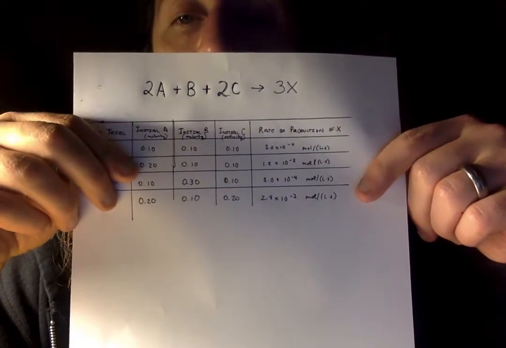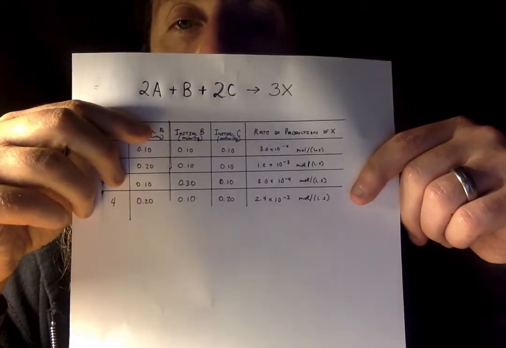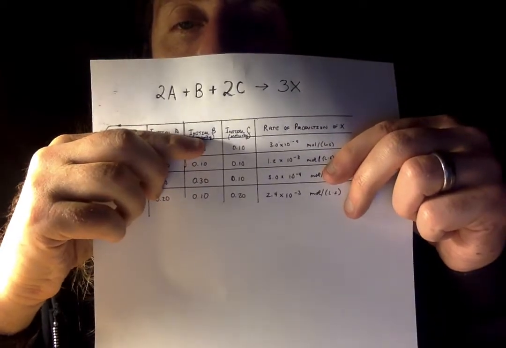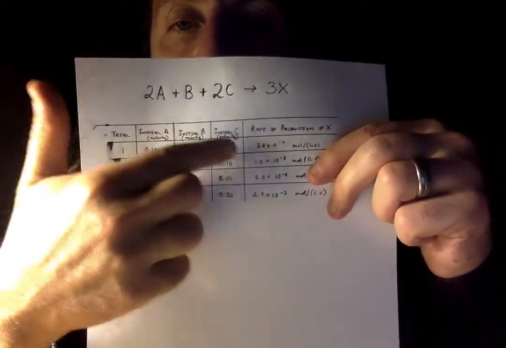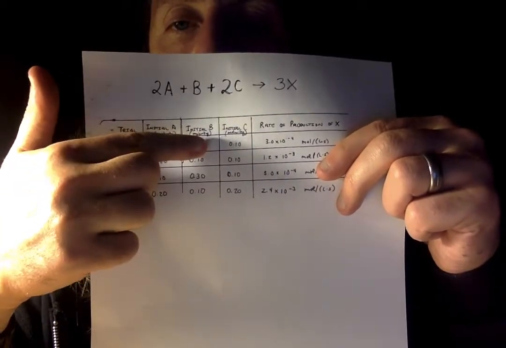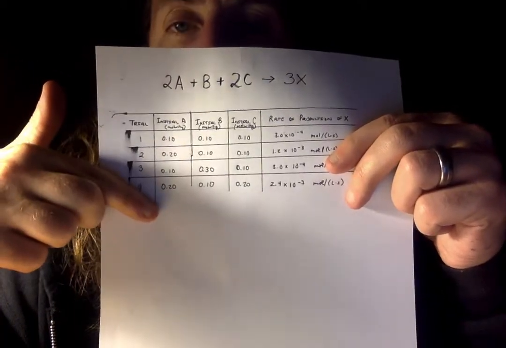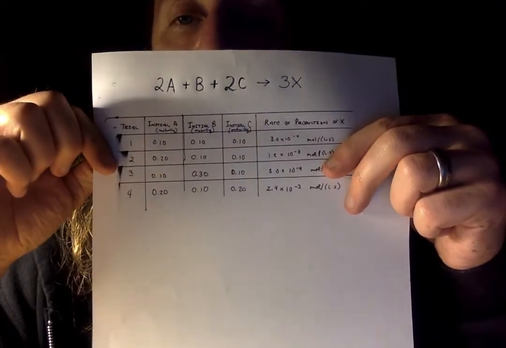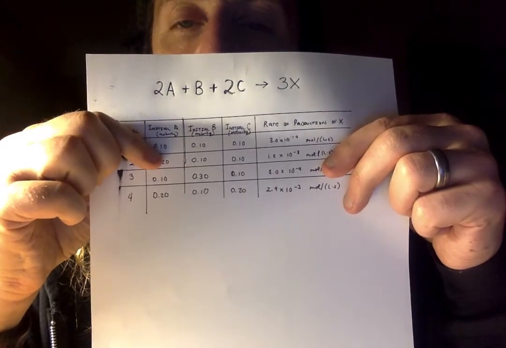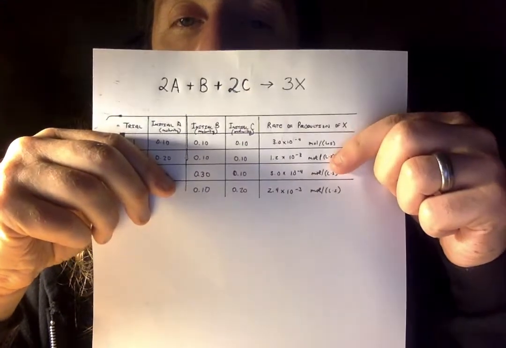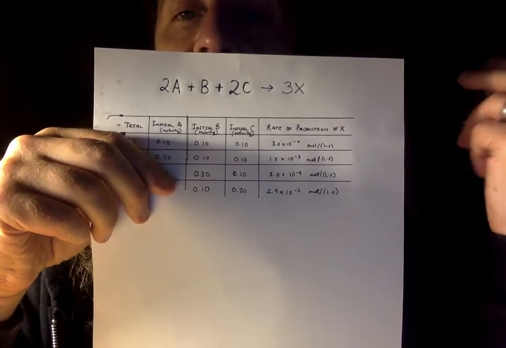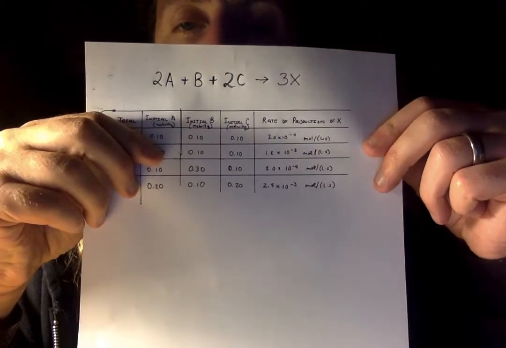And so what we've done is we've adjusted A and left B and C the same. We've adjusted B and left A and C the same, and adjusted C and left A and B the same in these different trials. So I need to determine, by looking at the change in concentration and the change in rate, what order, what effect each reactant has on the reaction.